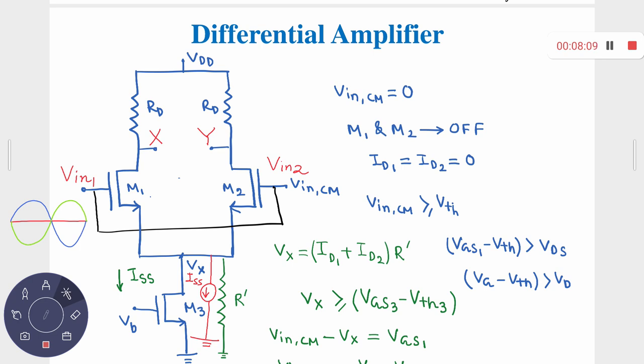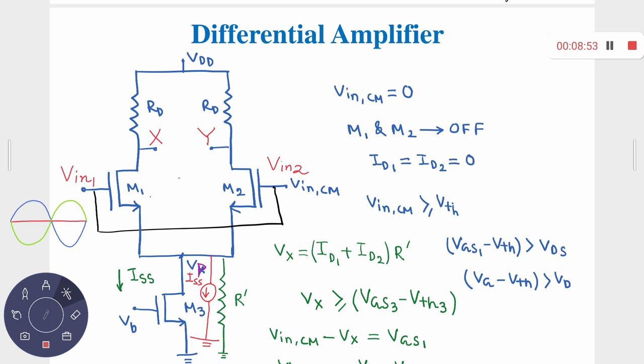Current will also increase, and ultimately M3 will come out from the deep triode and it will be in the triode region, because the gate voltage for M3 is constant. When M1 and M2 become on, this particular potential, which I had represented as Vx, it is better to give another name, so let me call it Vp, not X. So as V in CM exceeds the threshold voltage, M1 and M2 will be on, and this Vp will follow the gate potential.